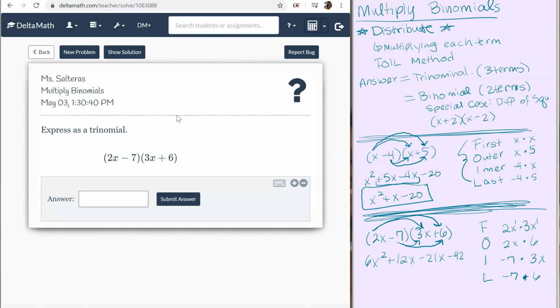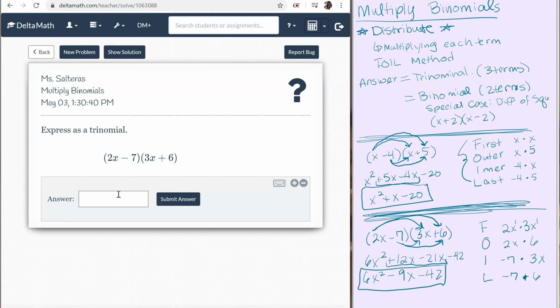Again, if you do it in this method, you're going to combine the two terms in the middle because they are like terms. All right, so that's going to give you 6x squared minus, because they're different signs, you're going to subtract the bigger number from the smaller number and keep the sign of the bigger number, which is 21 in this case. All right, this is going to be a negative 9, and the x comes along for the ride, minus 42. And that is going to be our answer.